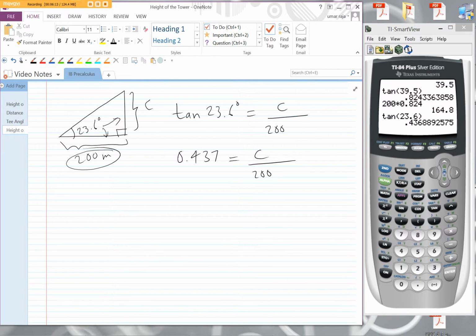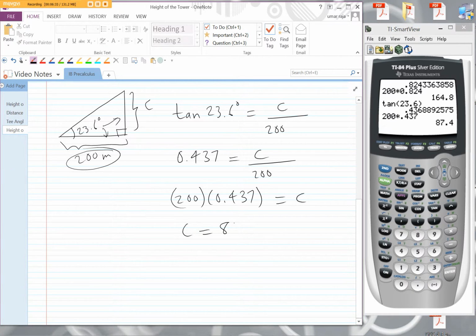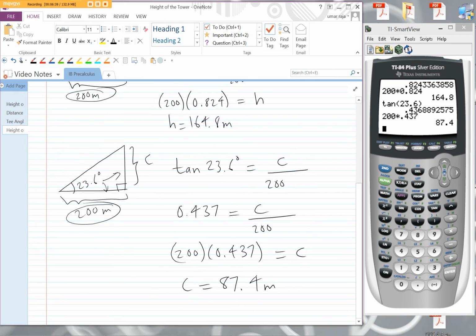Alright guys, since we're solving for c, we're going to need to multiply both sides of the equation by 200. And what's going to happen is that on the right, the 200 cancels out, and the only thing that you're going to be left with would be the c. So 200 times 0.437, that's going to give me 87.4, and since the original units were in meters, you want to make sure you put that. Alright guys, again, this is still not the final answer, but we're almost there.